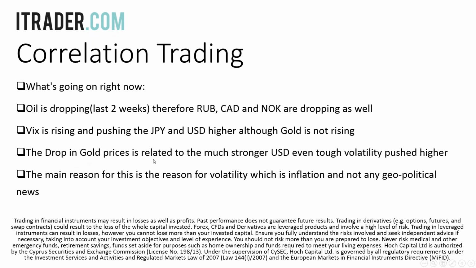The drop in gold prices is related to the much stronger US dollar, even though volatility pushed higher. What is the reason that gold is going down? Because the US dollar is stronger, and we talked about the opposite correlation between them, even though volatility pushed higher. The main reason for this is the reason for volatility, which is inflation and not any geopolitical news.